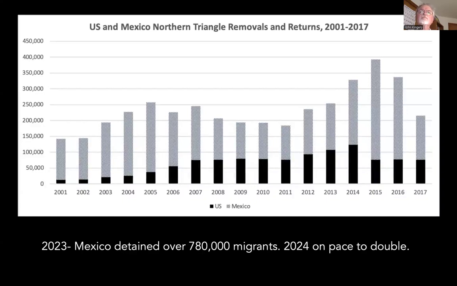So what the US has done is funneled millions of dollars to Mexico to outsource its immigration enforcement. And you could see that since 2001, Mexico has in fact done the vast majority of deportation and detentions of people from Central America. So the US is basically trying to prevent them from arriving at the border and outsourcing that to Mexico. And the data from 2023 shows that Mexico detained over 780,000 migrants. This year, it's set to double that pace. So a rapid increase of outsourcing of that immigration system onto Mexico.